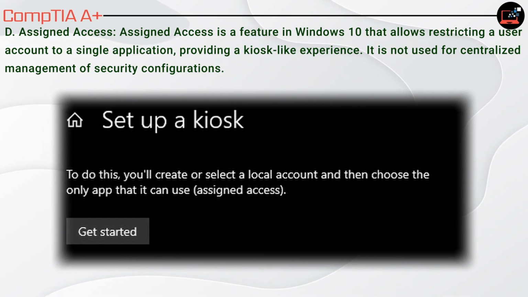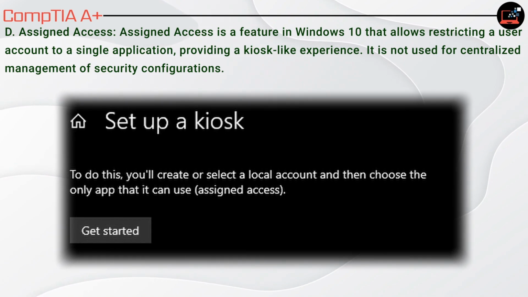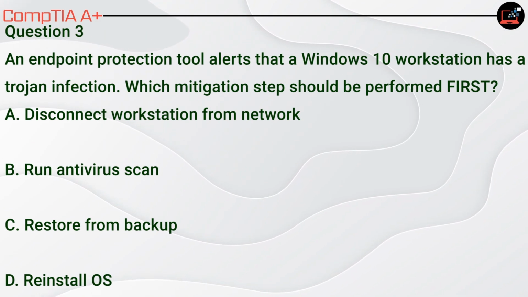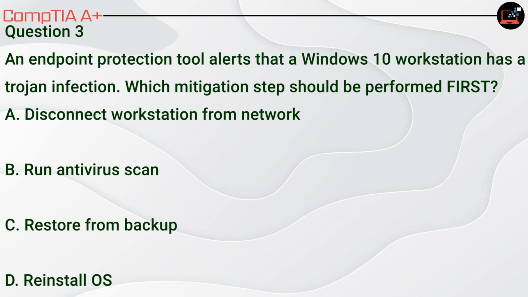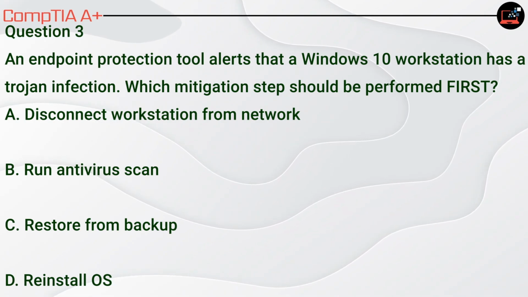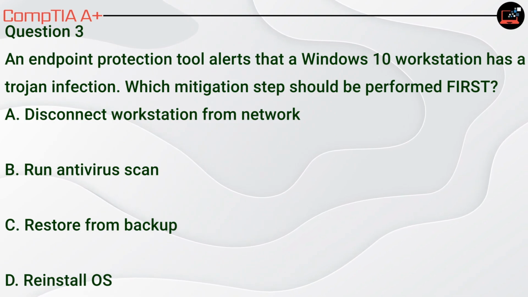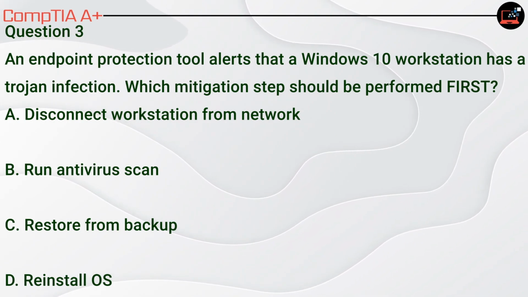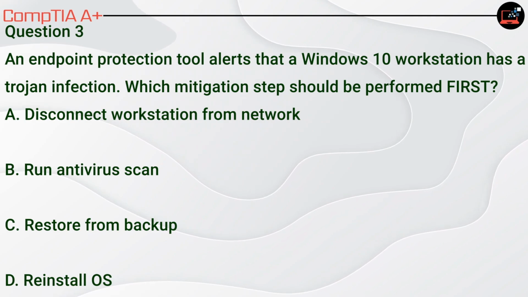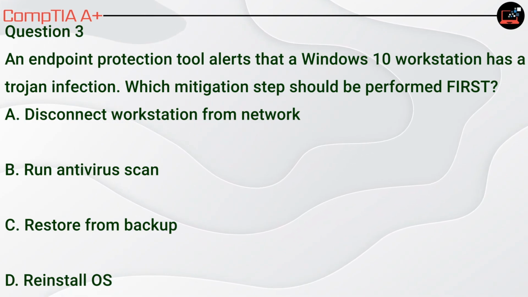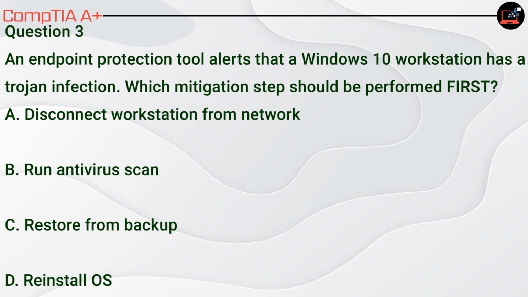Question 3. An endpoint protection tool alerts that a Windows 10 workstation has a Trojan infection. Which mitigation step should be performed first? A. Disconnect workstation from network. B. Run antivirus scan. C. Restore from backup. D. Reinstall OS.